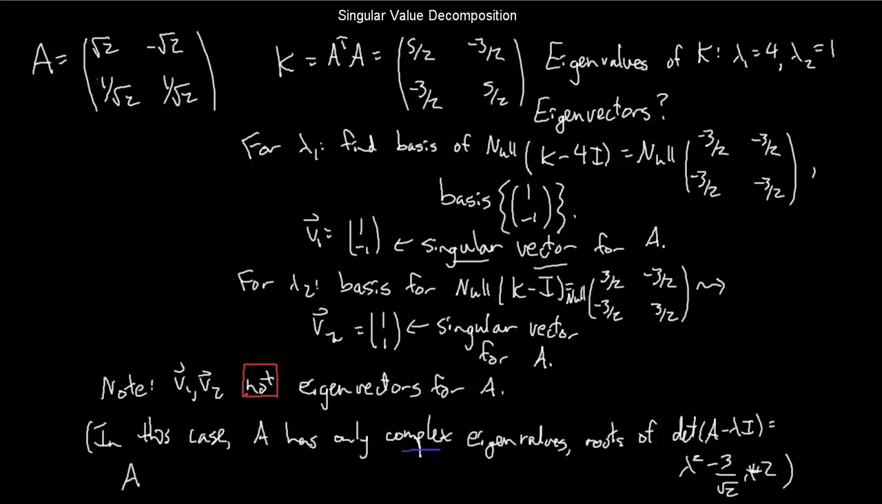And the last thing I want to say here is that if you take A times v1, you certainly will not get 4 times v1. 4 is not an eigenvalue of A. Similarly, A times v1 isn't 2 v1. You don't get to use the singular value as an eigenvalue for A either.